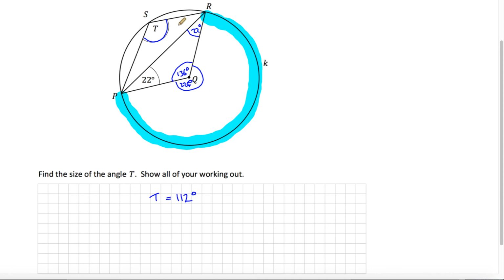Okay, so the working there, I suppose, you don't have to give the reasons, but the working is on the diagram. And that's the end of the question.